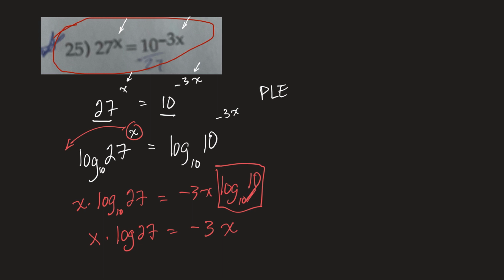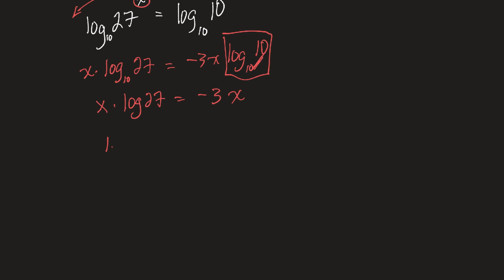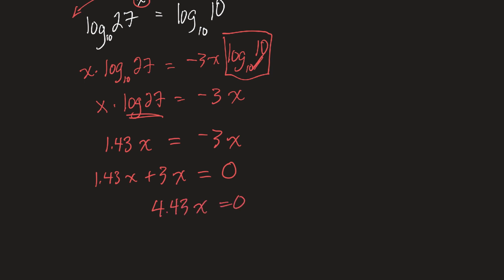Okay, functions, log of 27. 1.43. So on the left here, this will be 1.43x. I just put this first, is equal to negative 3x. Let's get the x's together. So 1.43x plus 3x is equal to 0. Adding these would be 4.43x is equal to 0.